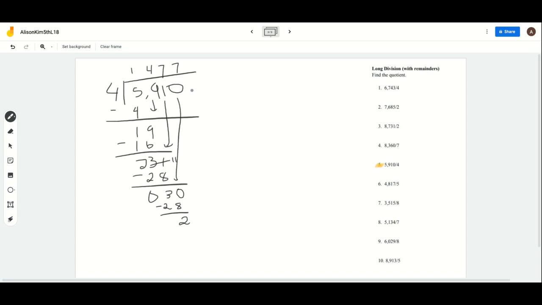Usually we will put decimals and keep going, but for this one, they say they want the remainders, so we're going to leave the remainder. So our answer for number 5 will be, let's write it down, 1,477 with a remainder of 2.